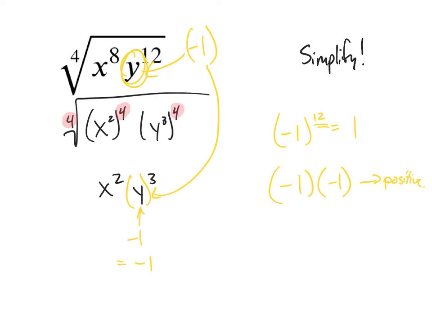So we have a problem here, and this is why that absolute value is important, because now we have an answer that doesn't actually stay equal anymore. So our answer has to be x squared times the absolute value of y cubed. That keeps it so that this part is always positive, because this part right here has to be always positive. So we need this absolute value here, or else we don't have an equivalent expression anymore.